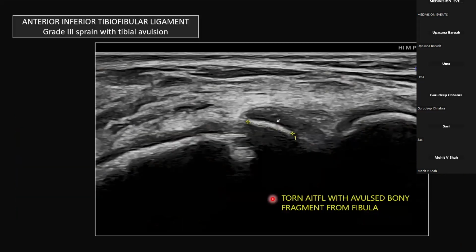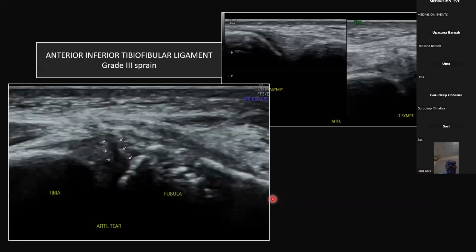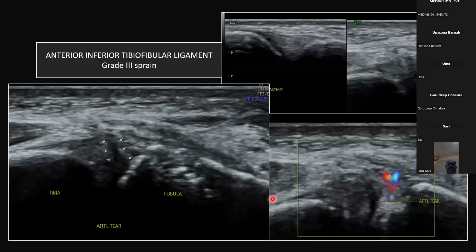This is an ATFL injury with AITFL injury with an avulsed bony fragment from the fibula, and there is widening of the joint space. Sometimes in acute injury, it's very difficult to do a dynamic study very carefully because it is very painful, but still it helps us to find out the tear, and also it can show some vascularity in that area.